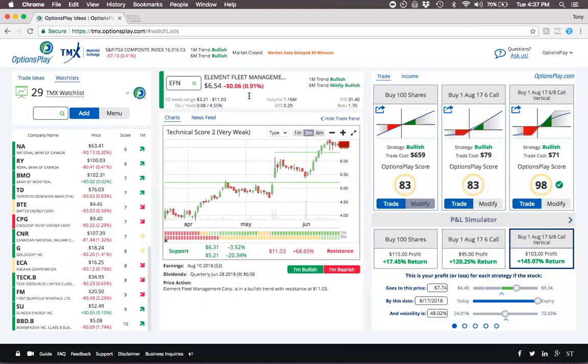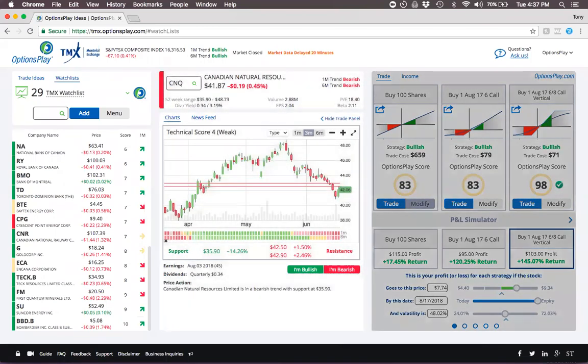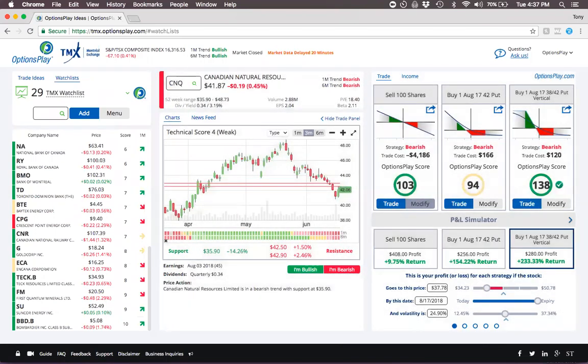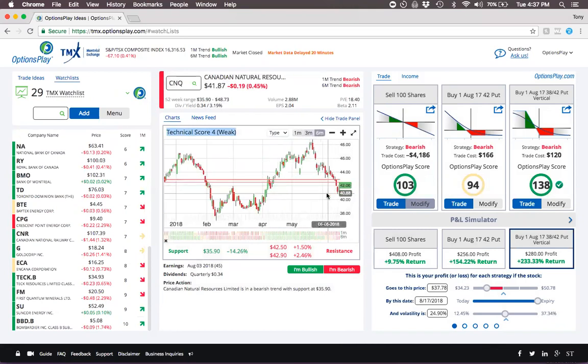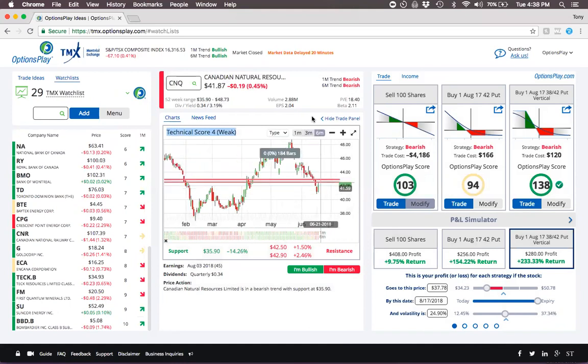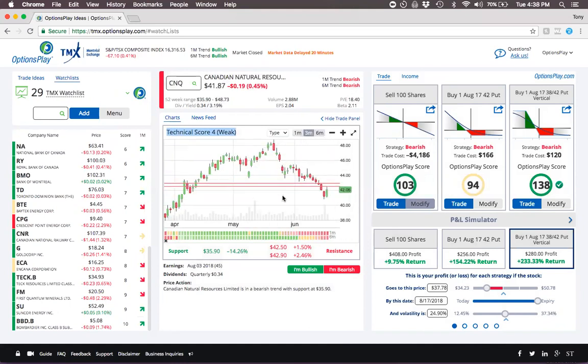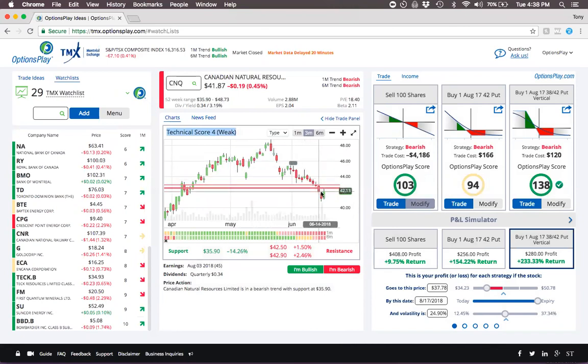Another stock to look at, Element Fleet Management. Well, actually, let's take a look at a different stock first. Let's look at CNQ. I just talked about strong bullish, now let's take a look at a strong bearish stock. This is a stock that's currently, as you can see, a technical score of 4. So this is a relatively weak stock, underperforming the overall market. As you can see, it's kind of moved sideways pretty much over the last 6 months. And recently, the trend quality has really started to fall off.